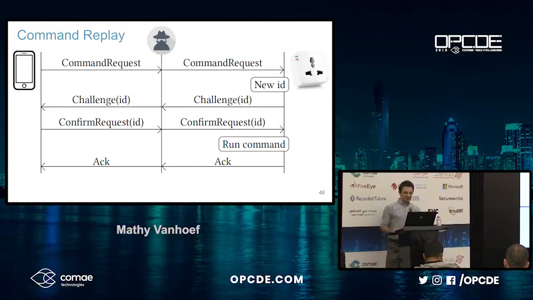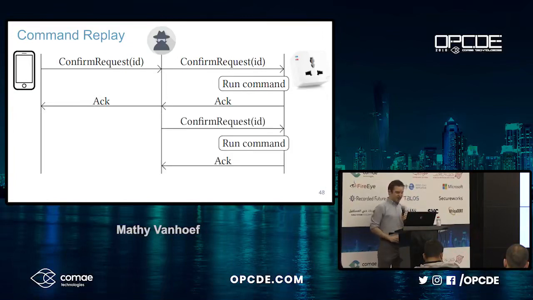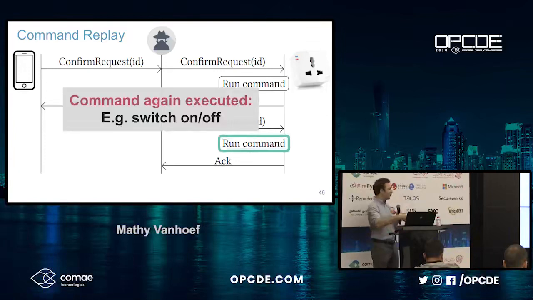So how can we exploit this? Well, let's make some space. It's very simple. We just take the confirm request command. It's a broadcast UDP packet. We can replay that using our attacks. And the power socket will receive that packet. It will check the ID. But of course, it didn't refresh the ID. So this ID is still valid, meaning it will accept this confirm request packet. It will again run the command, which means that, if we have a command to turn on or off the electricity, we can execute that command.